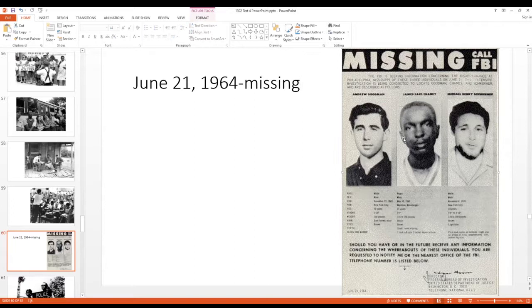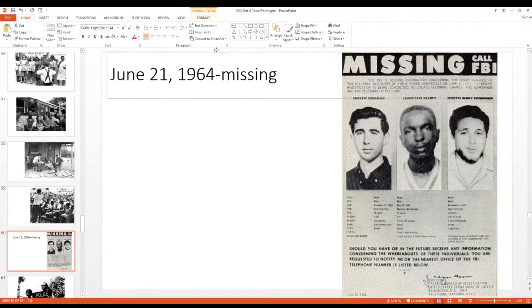Cheney worked for CORE. Schwerner also worked for CORE. Goodman was a volunteer from New York. They were picked up by a deputy sheriff who was also a member of the Klan. They were held until late at night. When they were released, they were ambushed by Klansmen, and all three of them were murdered.